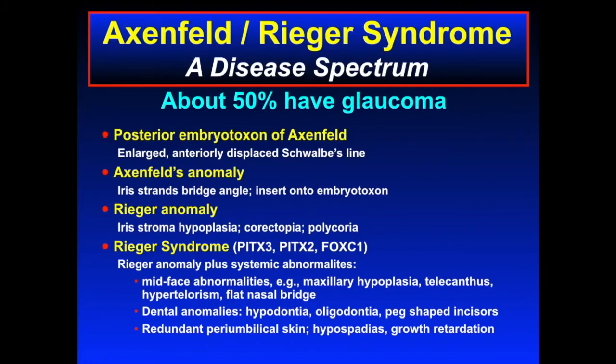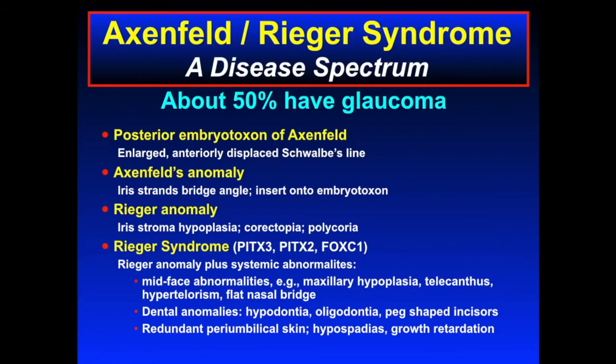Axenfeld-Rieger syndrome is a disease spectrum. About 50% of patients have glaucoma. We see characteristic features such as the posterior embryotoxin of Axenfeld and an enlarged, anteriorly displaced Schwalbe's line. Axenfeld's anomaly is where the angle is bridged by strands of iris that insert into the embryotoxin. Rieger's anomaly is where you have other abnormalities in the iris, including stromal hypoplasia, corectopia, and polycoria.